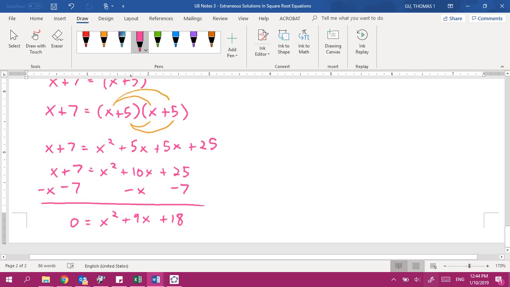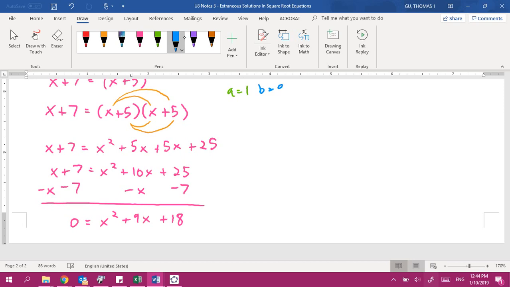All right, so we check for greatest common factor. Is there one? No, there's not one, because there's no number in front of x squared. Right. Okay, so we can go into a, b, and c. What is a? 1. What is b? 9. And what is c? 18.